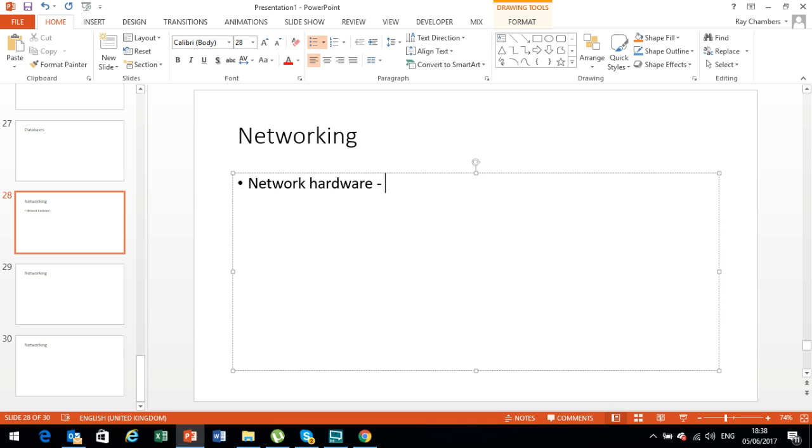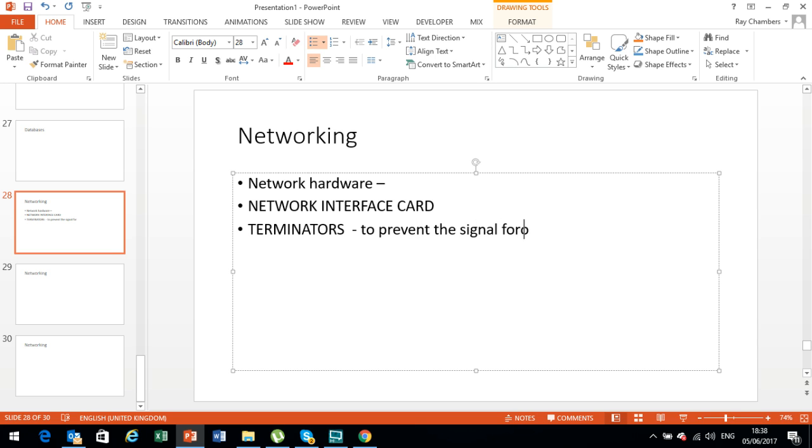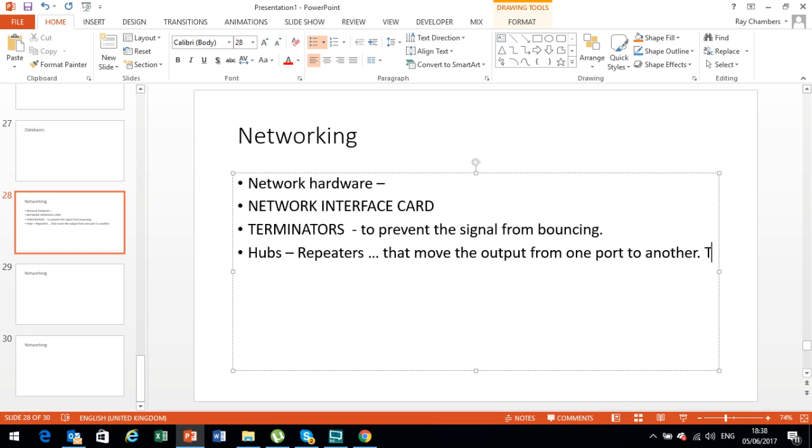You have network hardware, which includes a network interface card. Terminators to prevent the signal from bouncing. You also have hubs. Hubs are basically repeaters that move the output from one port to another. They share the information or data with the rest of the network.